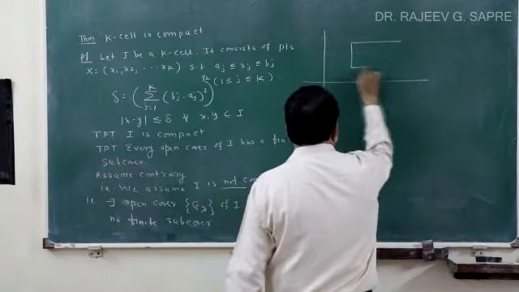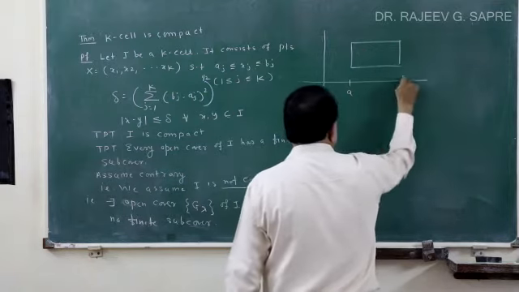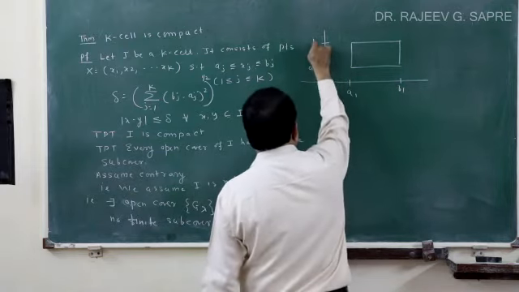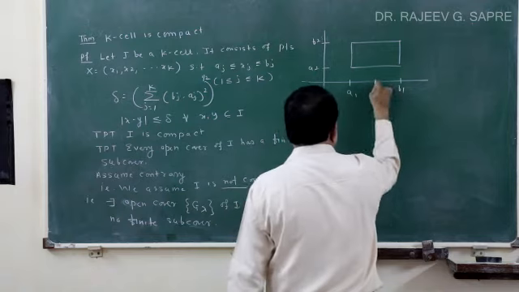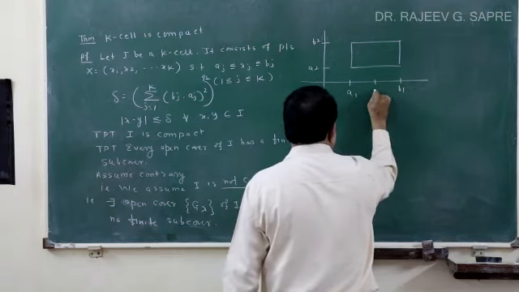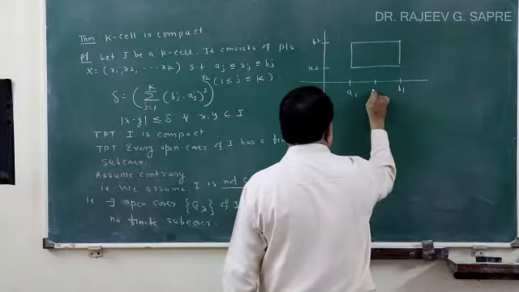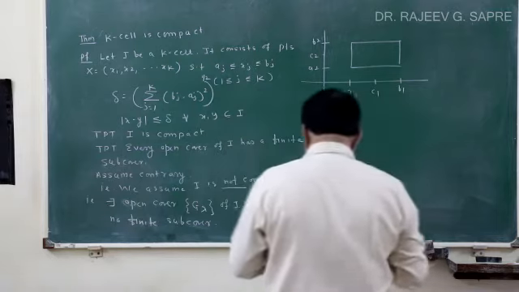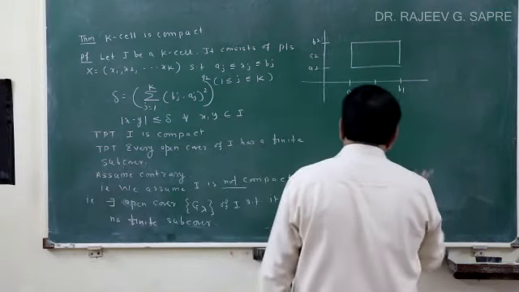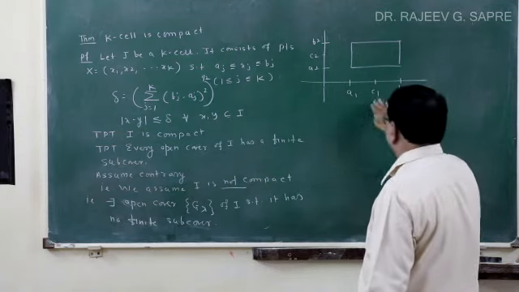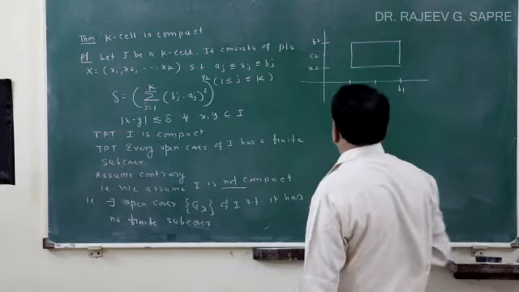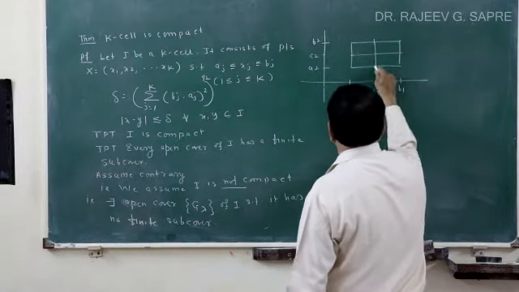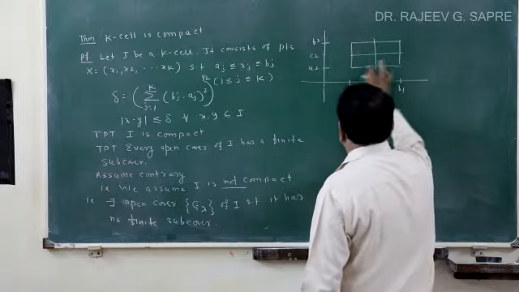Suppose this is your 2 cell, this is your A1, this is B1, this is your A2 and this is B2. Now what you do is take the midpoint of A1 B1, say C1, and of A2 B2, say C2. So Cj is Aj plus Bj upon 2, and then you join these midpoints. So what you have done is broken this 2 cell into 4 parts.